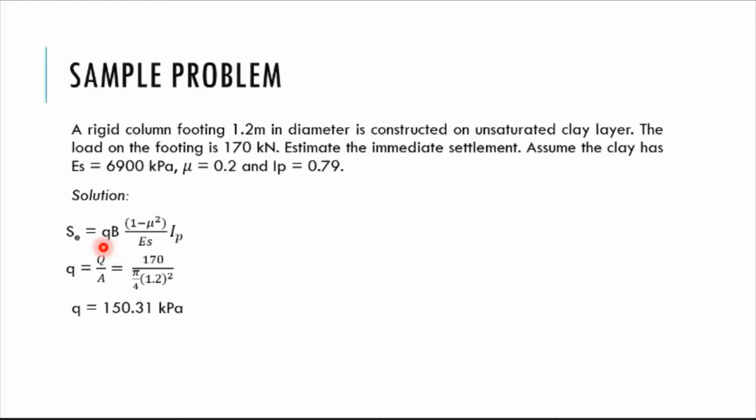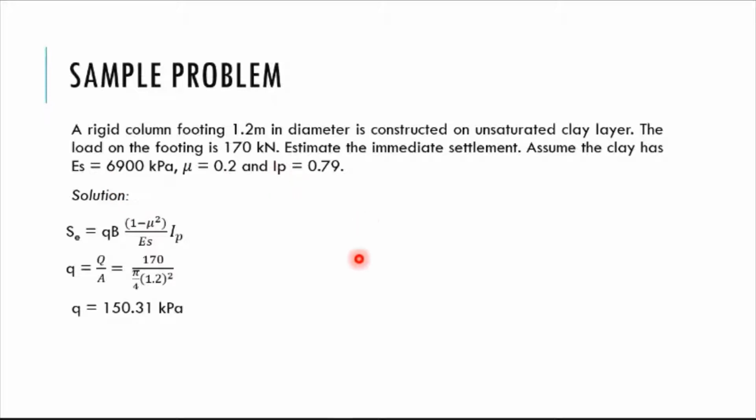So Q is already solved. B is given. B is either the width or diameter of the footing. In this case, it is a circular footing, so we have to consider the diameter of the footing, which is 1.2 meters. Then we have the given value of Poisson's ratio, which is 0.2, the modulus of elasticity, which is 6,900 kPa, and the influence factor, which is equal to 0.79.